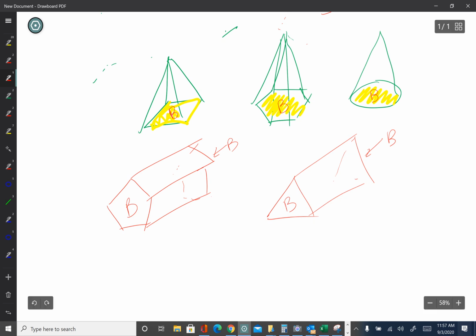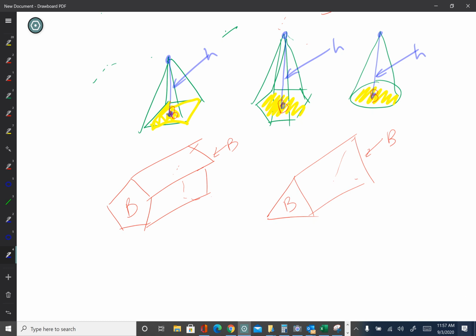I'm going to do this in blue. The height in a pyramid is straight from the top, straight down to the middle of the shape. That's the height. From the top, straight down to the middle of the base, right? That's the height. Now, where's the height in a prism?